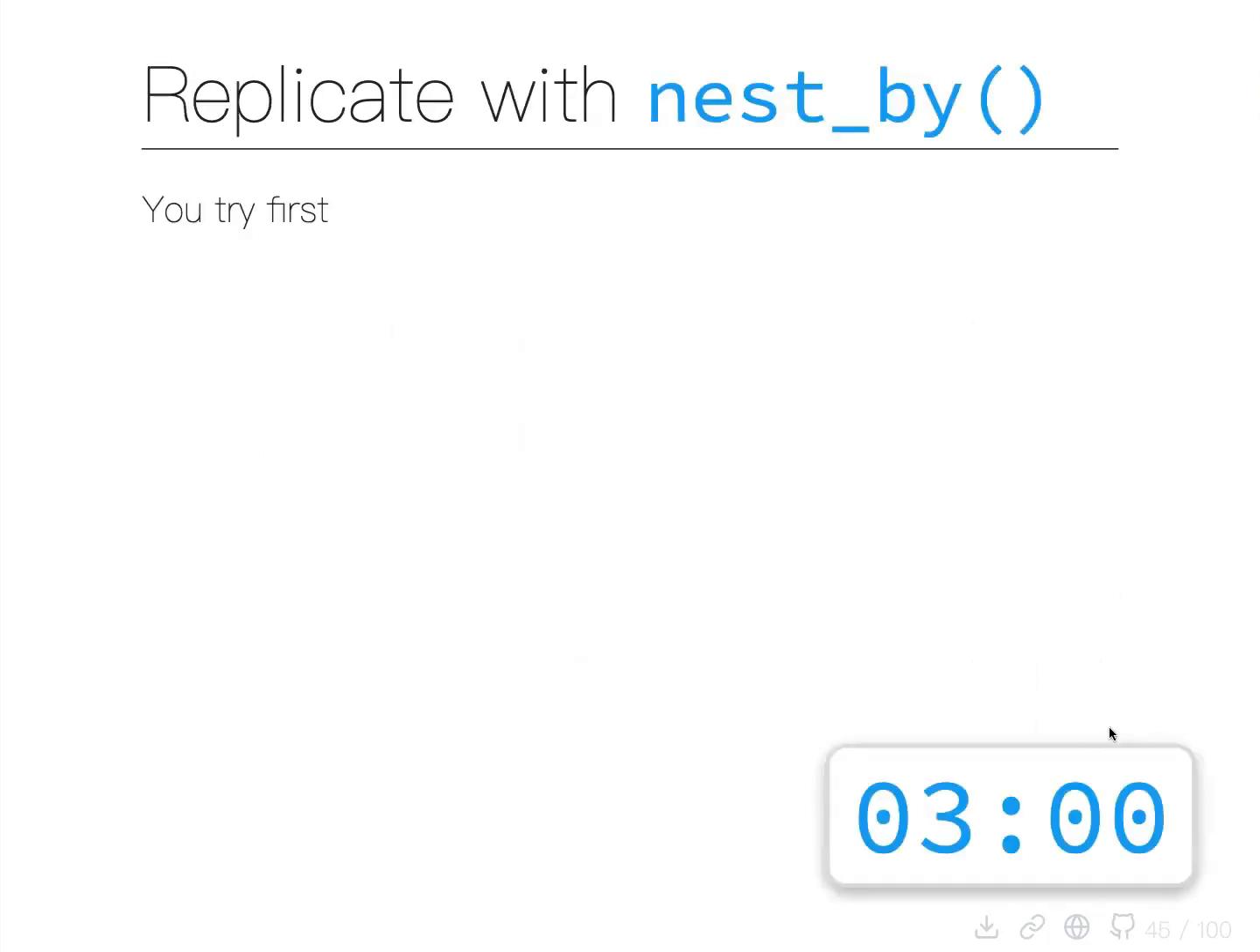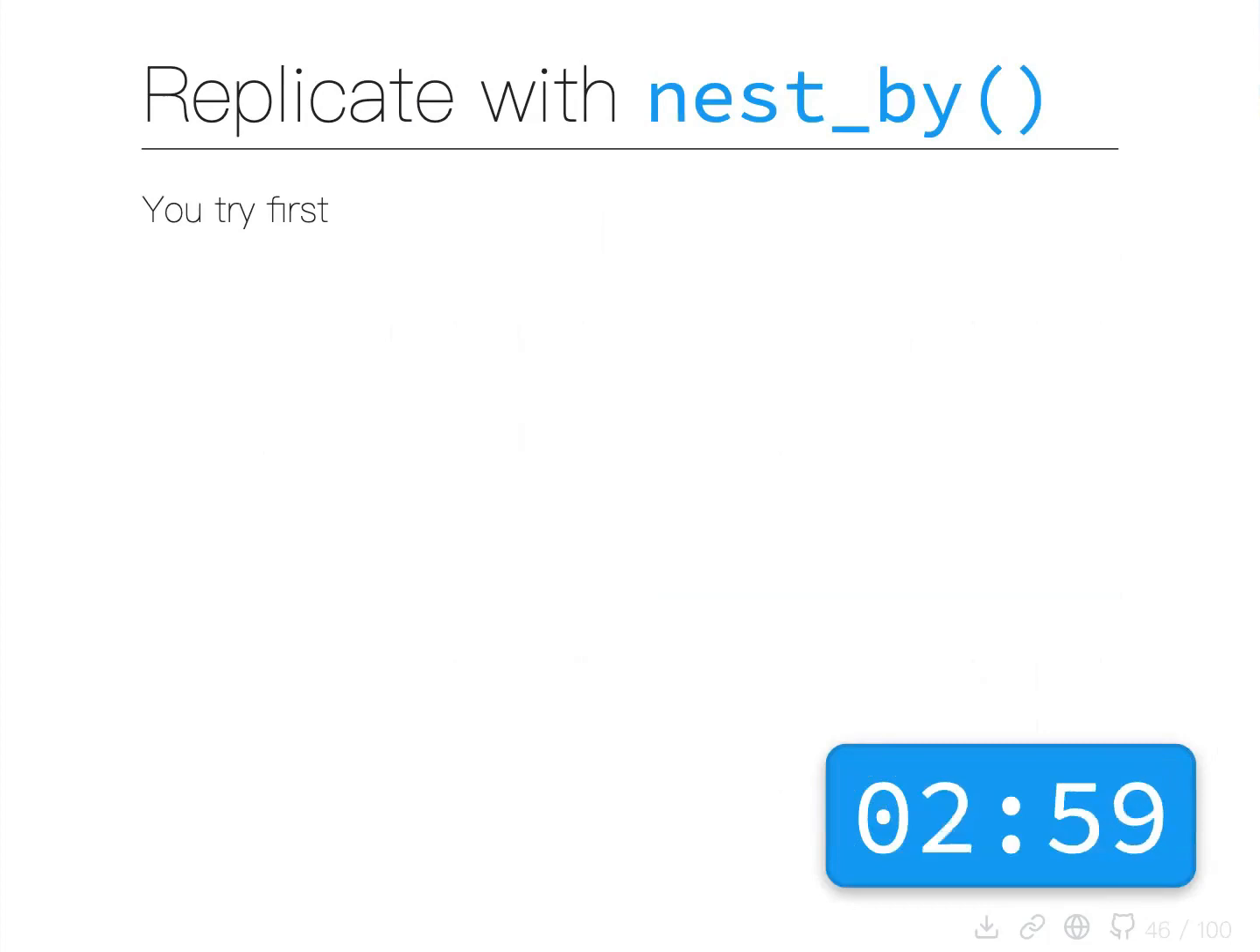All right. You go ahead and try to replicate with actually row-wise. Or actually, no, this one is with nest by. Okay. How successful were you? Give me a thumbs up indicator.